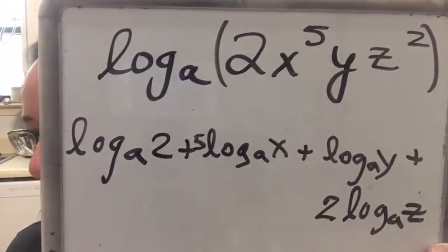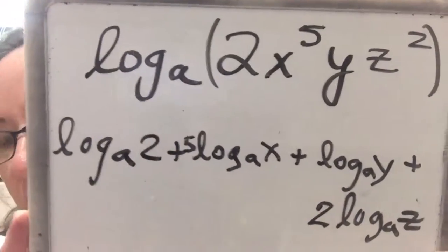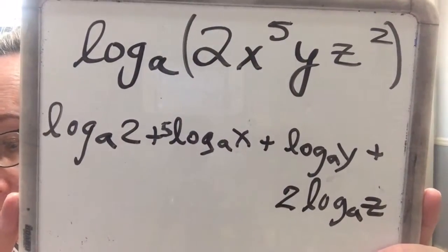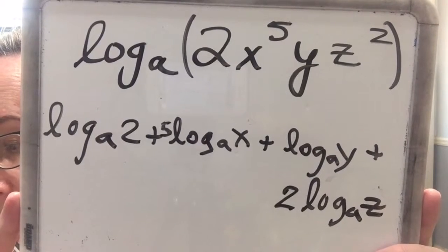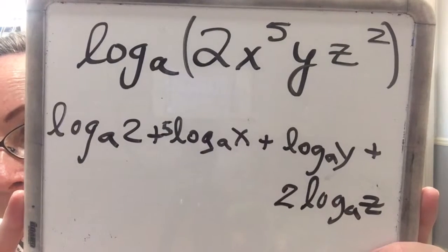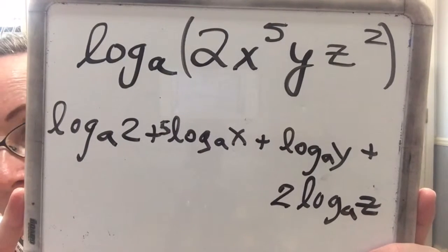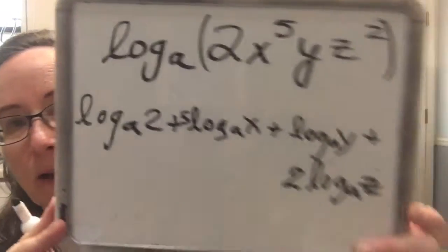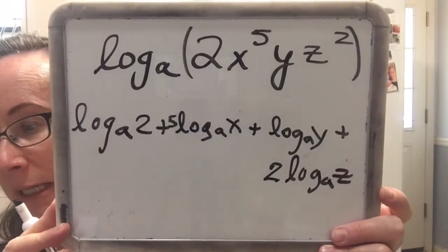So I'm going to read it to you from my answer screen. So log base A of 2 plus 5 times log base A of x plus log base A of y plus 2 times log base A of z. Okay, and I hope that is what I actually have there. And I'm checking it just to make sure I don't leave any errors. And it is correct. So it's not very neat, but it is correct.